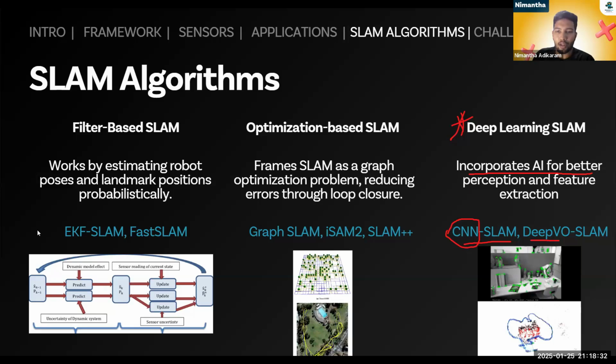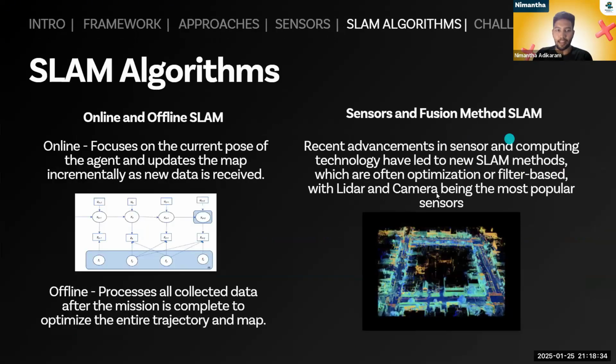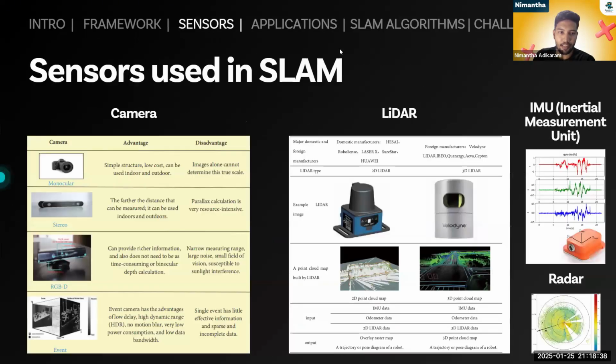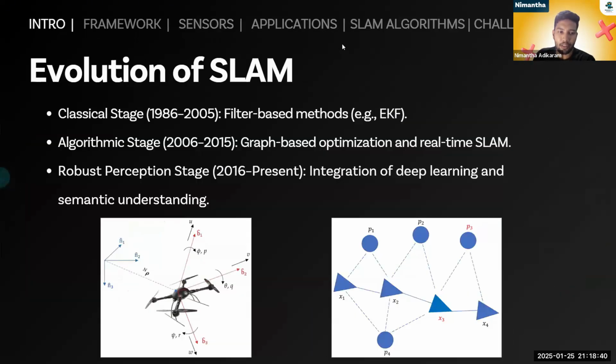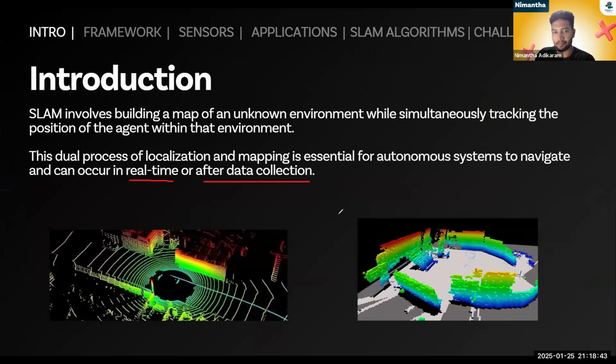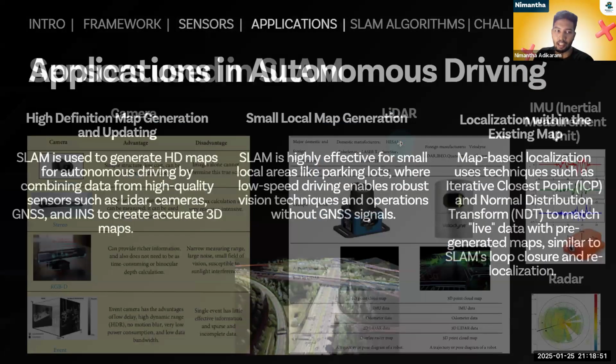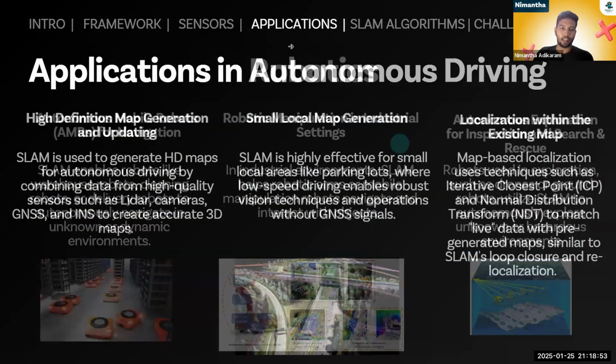Now moving on to the online and offline SLAM. As I explained in the first slide, it can occur in real time or after data collection. Now we are moving on to the online and offline SLAM.